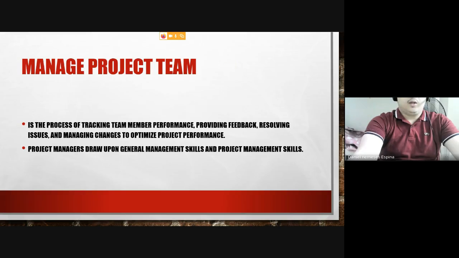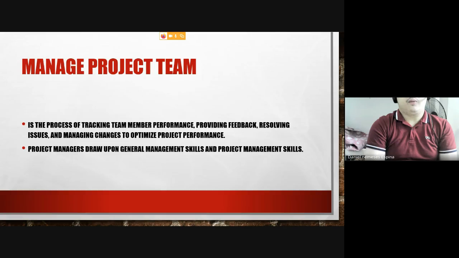So last is managing the project team. It's the process of tracking team member performance, providing feedback, resolving issues and managing changes to optimize the project performance. So ang nagkatrabaho ani is the project manager. The project manager should have the following general management skills and project management skills.